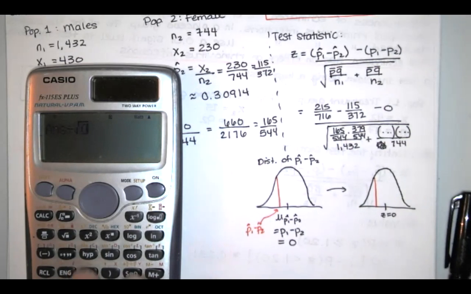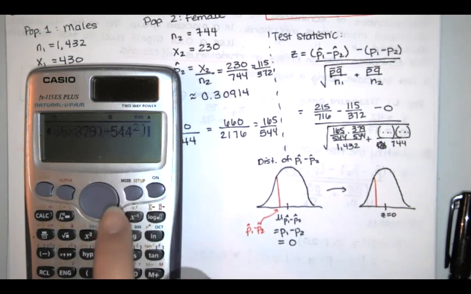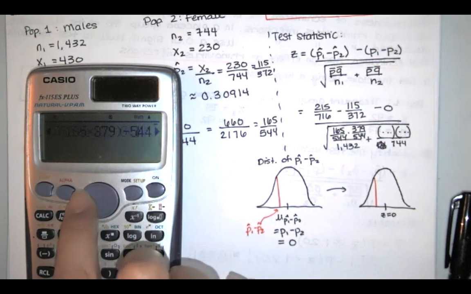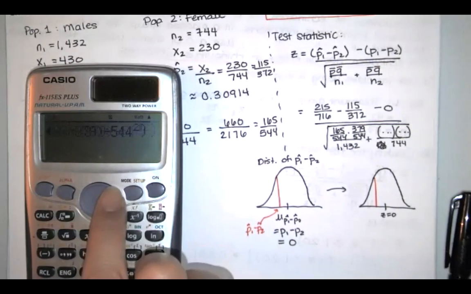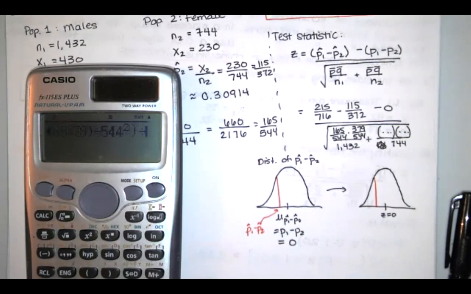So we'll have 165 times 379 divided by 544. Actually divided by 544 squared, and that's in our numerator. And we're taking all of that and we're dividing that by this 1,432. Okay, that's our first term.